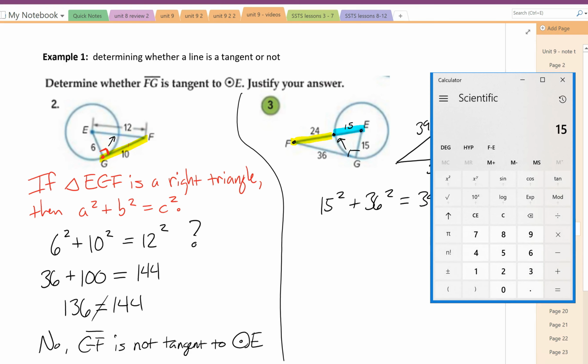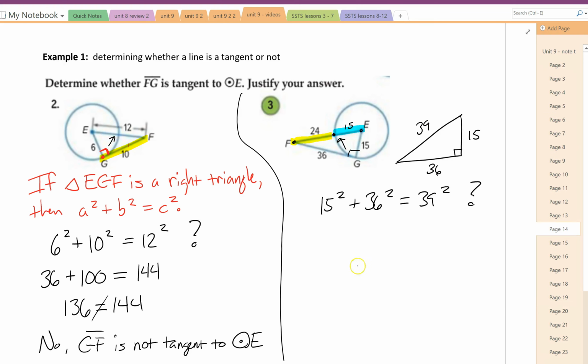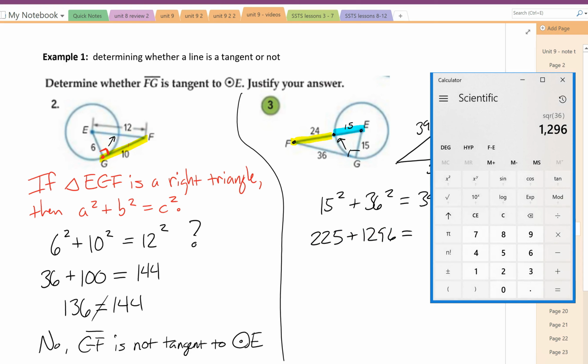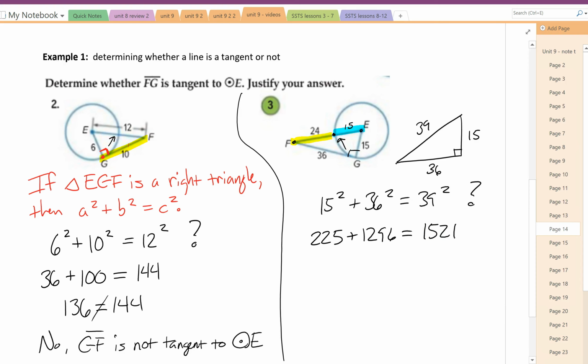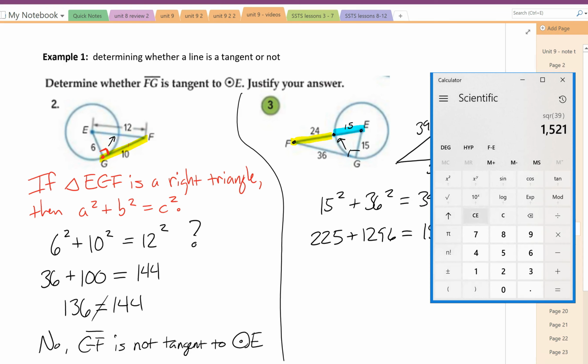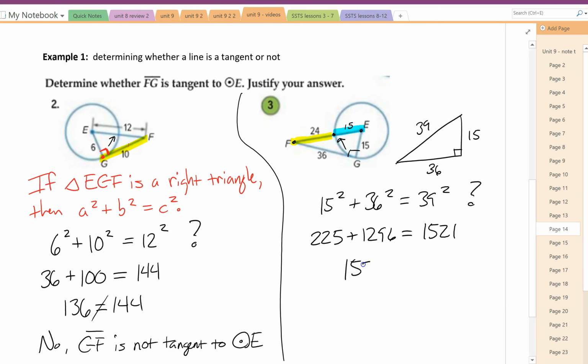15 squared, 225. 36 squared, 1296. 39 squared, 1521. 225 plus 1296 is 1521. And since 1521 does equal 1521, then I know that line segment FG up there, that's what I'm highlighting now in green, is tangent to circle E.